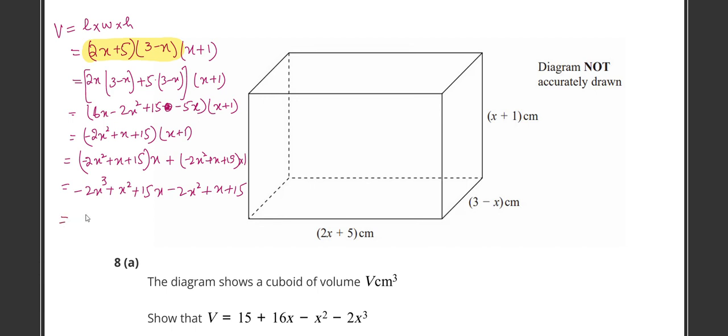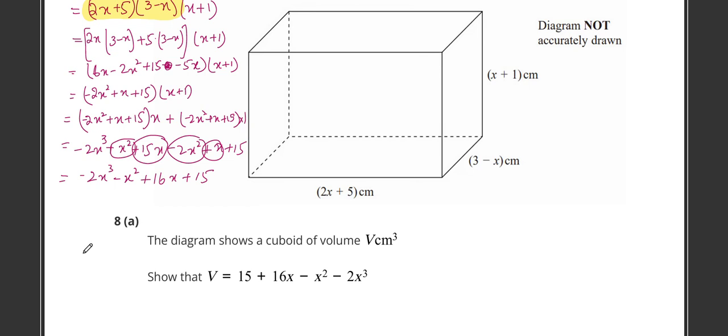Now, you will get what? Minus 2x cubed plus x squared, and minus 2x squared will become minus x squared plus 15x, and plus x will become plus 16x and plus 15. So yeah, you just look at it.